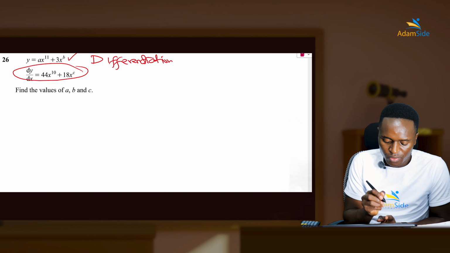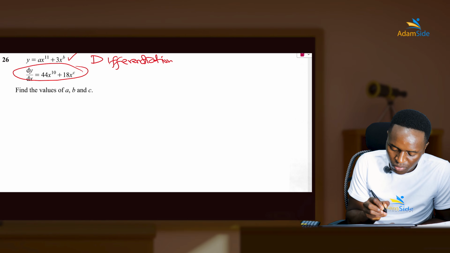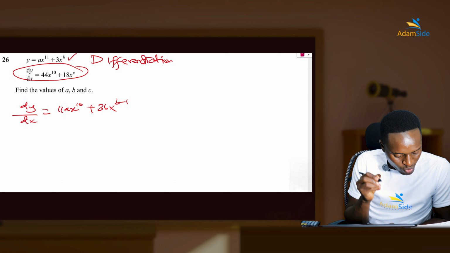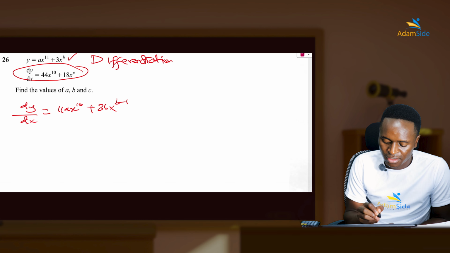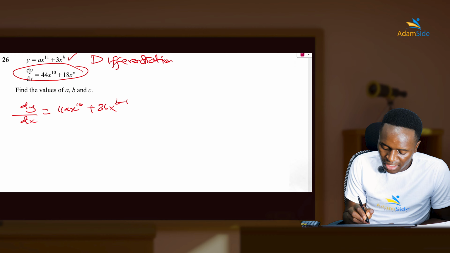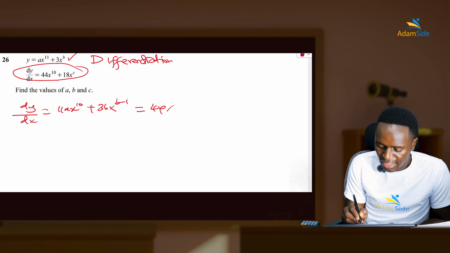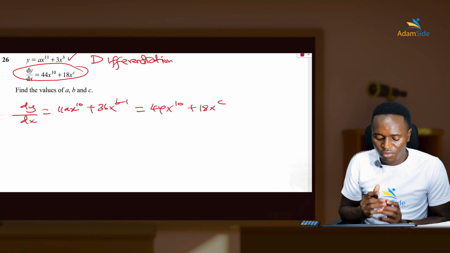What you basically need to do is differentiate. We'll say dy over dx is equal to 11ax to the power 10, plus 3b x to the power b minus 1. And then we don't have anything else. So the derivative of the curve will be equal to the derivative that we're given here: 44x to the power 10 plus 18x to the power c. So find the values of a, b, and c.